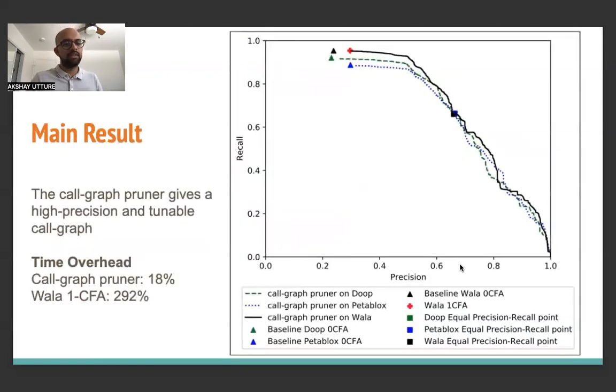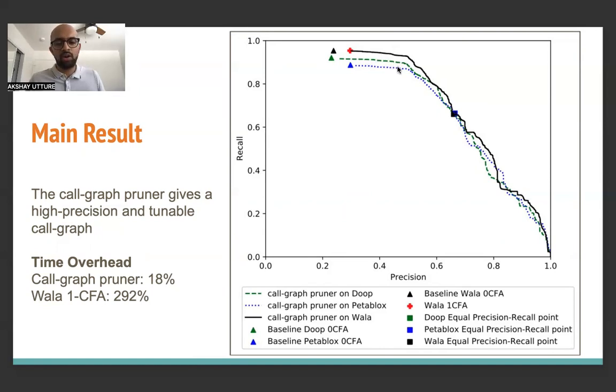So coming to the main result of the paper, this graph gives the recall and precision of the original call graph as well as our pruned call graphs. So let's start off with the black triangle, which is the baseline WALA 0 CFA, and it has 95% recall and 24% precision. And the green and blue triangles, which are Doop and Petablox, are also in this high recall, low precision portion of the graph.